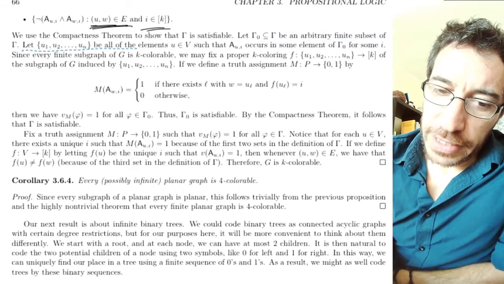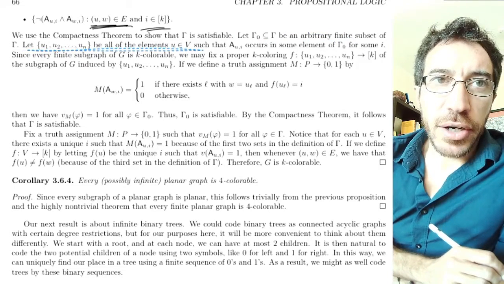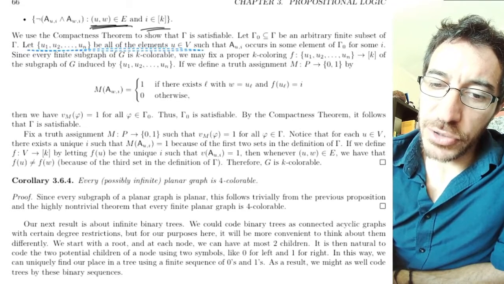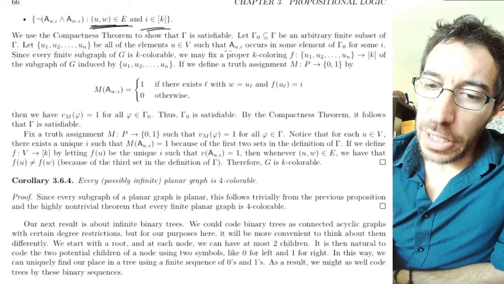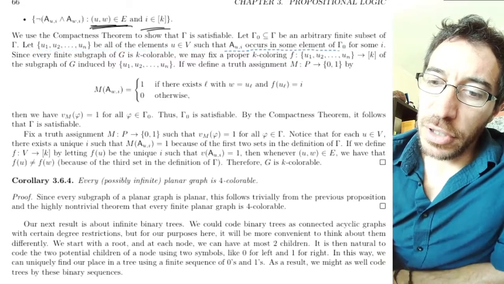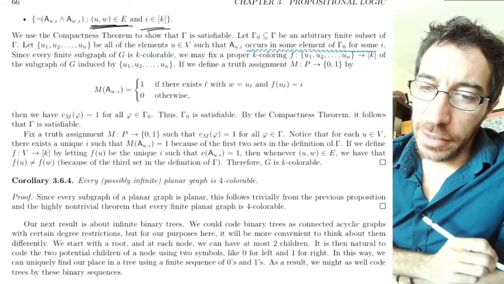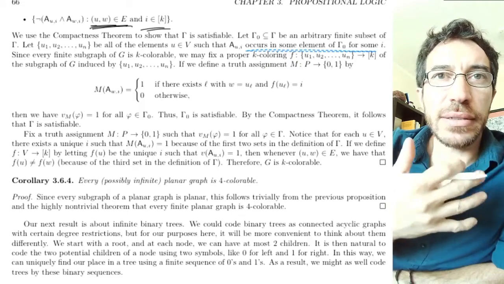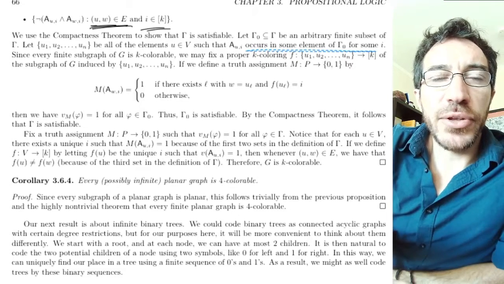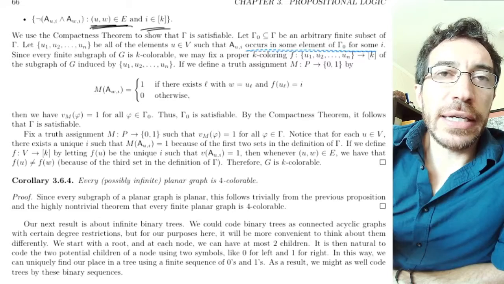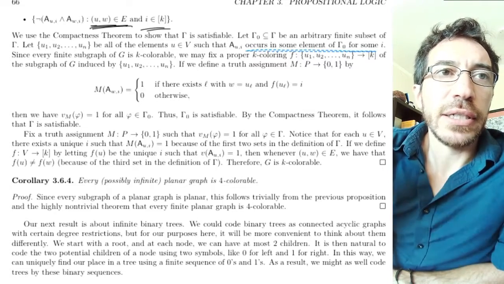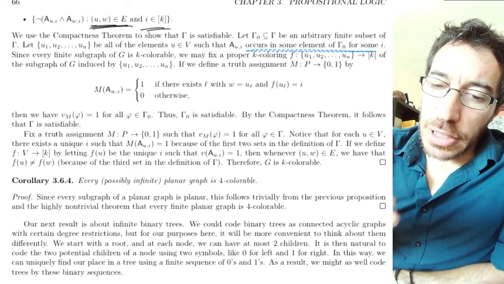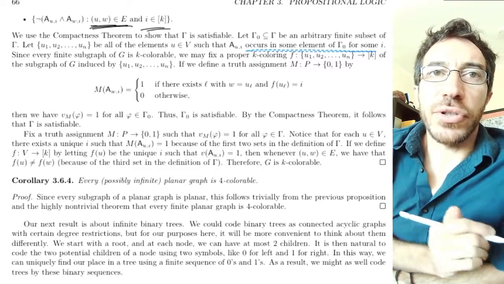So this finite subset is using some elements of V. So let U1 up to Un be the set of all the elements U in V such that AUI occurs in some element of gamma 0 for some I. And then you have to think about what that means a little bit. Right, so in gamma you have these formulas that mention some of these variables, AUI, for different I's. So it's maybe the same U with different I's. And read it again, it says, well, take all the U's such that some variable AUI is mentioned in this gamma 0.